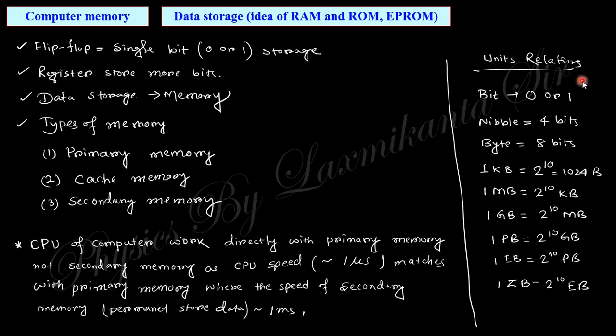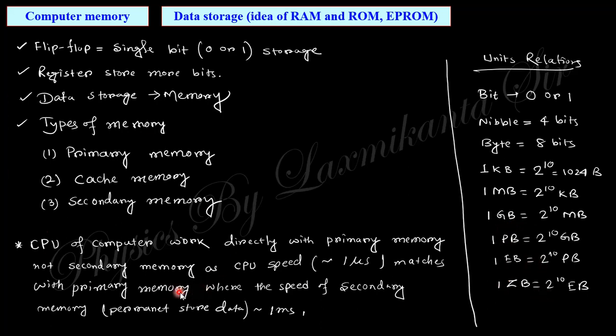Here is the table of bits, bytes and other units in the binary system. A bit is 0 or 1, 4 bits is a nibble, 8 bits is a byte, 2 to the power 10 bytes is known as 1 kilobyte, 2 to the power 10 kilobytes is 1 megabyte, then gigabyte, terabyte, petabyte, zettabyte.